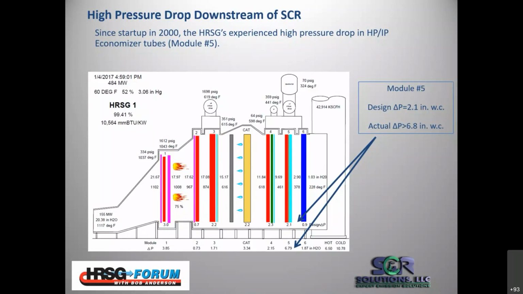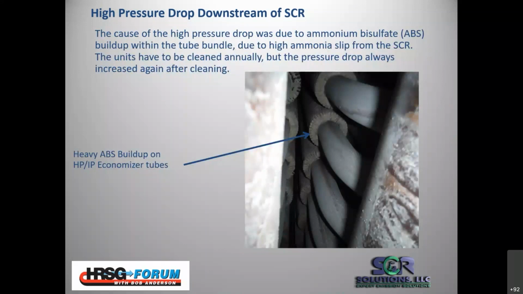But the problem that they were seeing was high pressure drop in their HPIP economizer tubes, which they called module number 5. You can see the design pressure drop for that section was 2 inches of water column, and they were typically running up above 7 inches when they'd have to go in there and clean, which was basically every spring. They'd have to get in there and ice blast the stuff away. I took this photo crawling in under that section. You can see the heavy buildup of ammonia bisulfate in some of the tubes, not all, but it was pretty drastic. And the only way to get in there was to do ice blasting at the time when they were experiencing these issues.